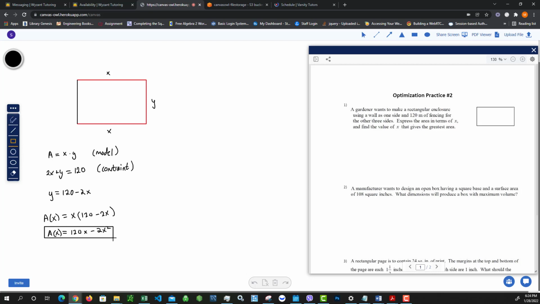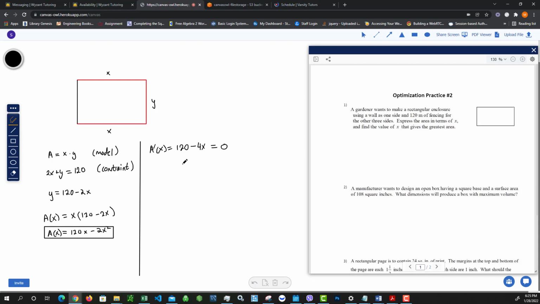So now what we want to do is differentiate this function with respect to x. That way we can see if we can find any critical points that correspond to the maximum area. So we're going to write A prime of x is 120 minus 4x. And we're going to set this equal to 0 in order to solve for our critical points.